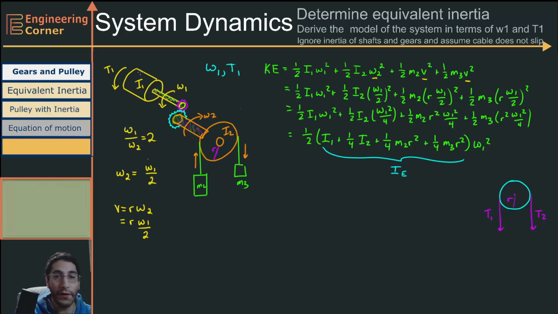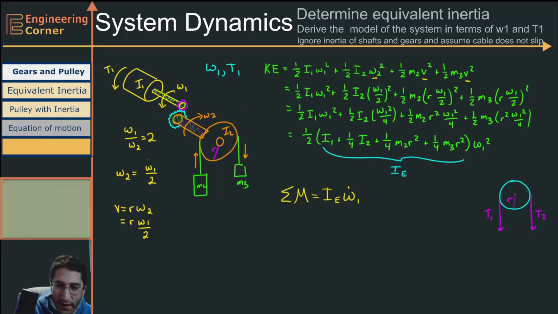Now, when we go and try to figure out the equation of motion of the system, we are still going to use the sum of my moments equal to my equivalent inertia times what am I looking for? Omega 1, in terms of my angular acceleration, which is going to be omega dot.